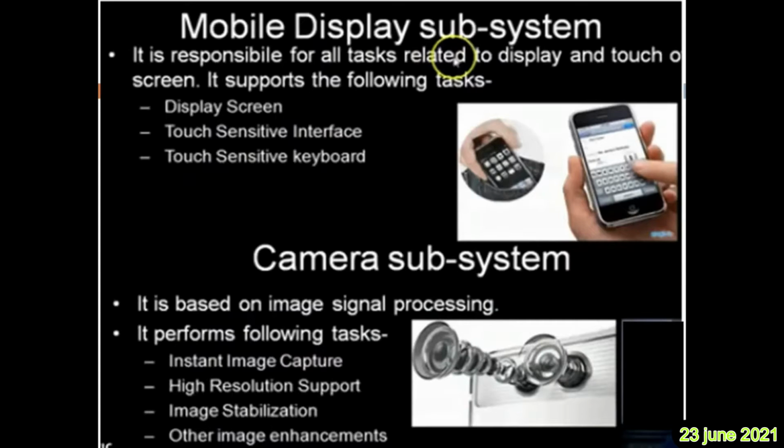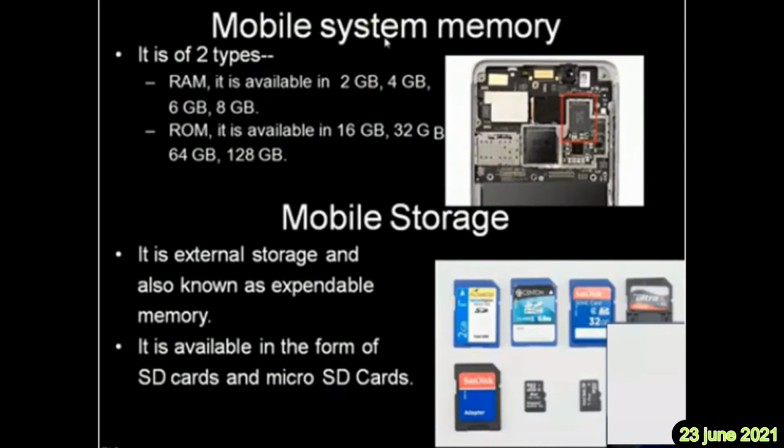Further, the display system is responsible for all tasks related to display and touch screen. It supports the following tasks: displaying, touch sensitive interface and touch sensitive keyboard, that you people are already very much familiar with. Then the camera subsystem, based on image signal processing; you can see how the camera is fixed in the mobile. It performs tasks like instant image capturing, high resolution support, image stabilization and other image enhancements.